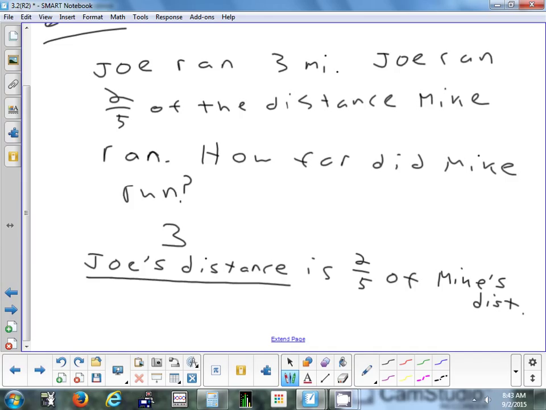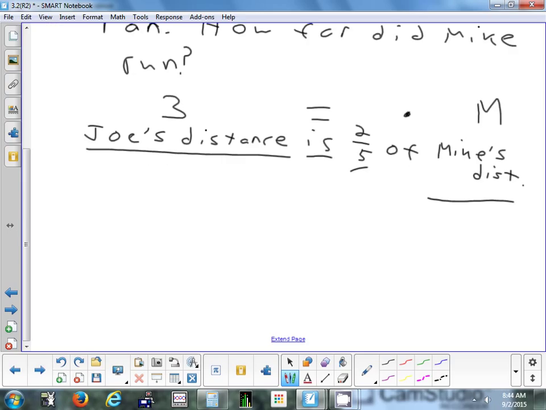Okay, how about the word is? Does anybody remember what that is? Equals. Good. Okay. 2/5, well, that's just going to stay the same. How about of? Multiply. Yep. So multiply. And what about Mike's distance? Sure, we could just call that M. Okay, so we basically have our equation right here.